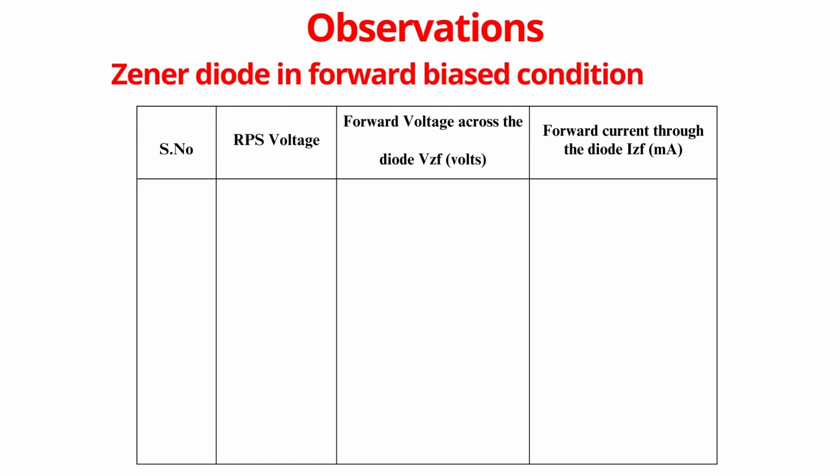Observations. Zener diode in forward biased condition. RPS voltage, forward voltage across the diode VZF, volt.